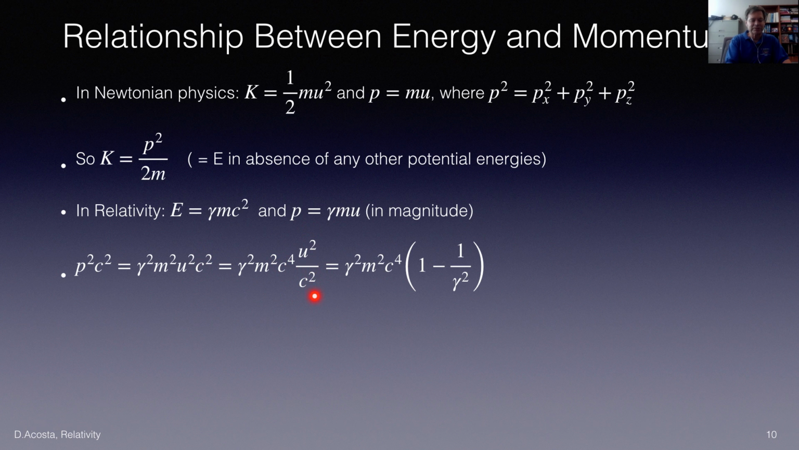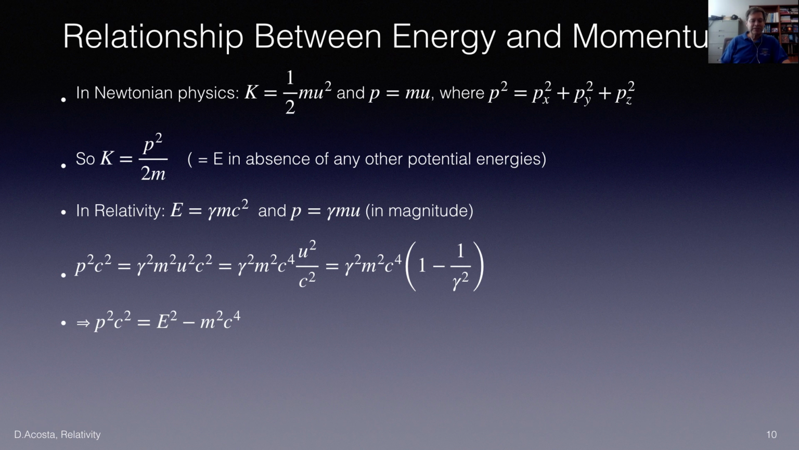So I have a u squared over c squared over here. All right. Now let's pull out the gamma squared m squared c to the 4th. So I pull out the gamma squared m squared c to the 4th, and I'm going to be left with u squared over c squared. But another way to write it is 1 minus 1 over gamma squared there, because 1 over gamma squared is going to be 1 minus u squared over c squared. 1 minus 1 minus u squared over c squared is just going to give me u squared over c squared. So this is a convenient way to rewrite it, and you'll see why in a moment.